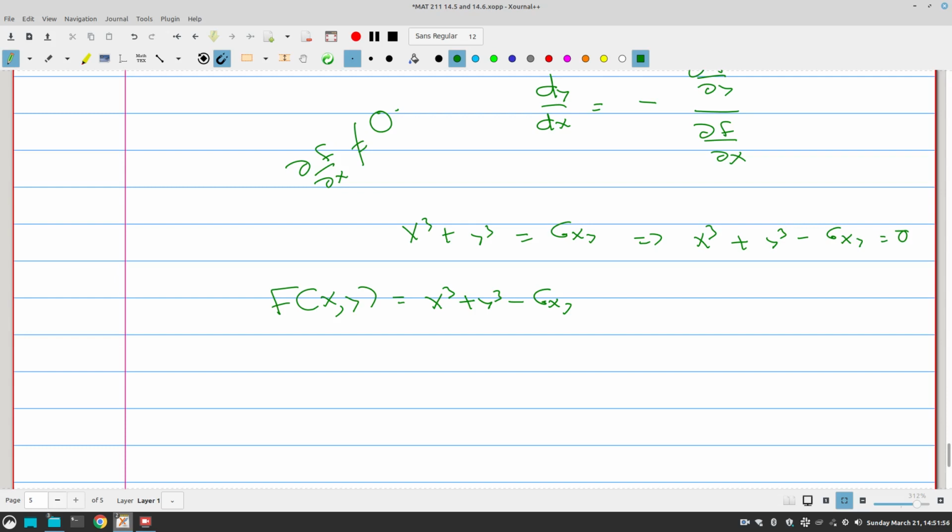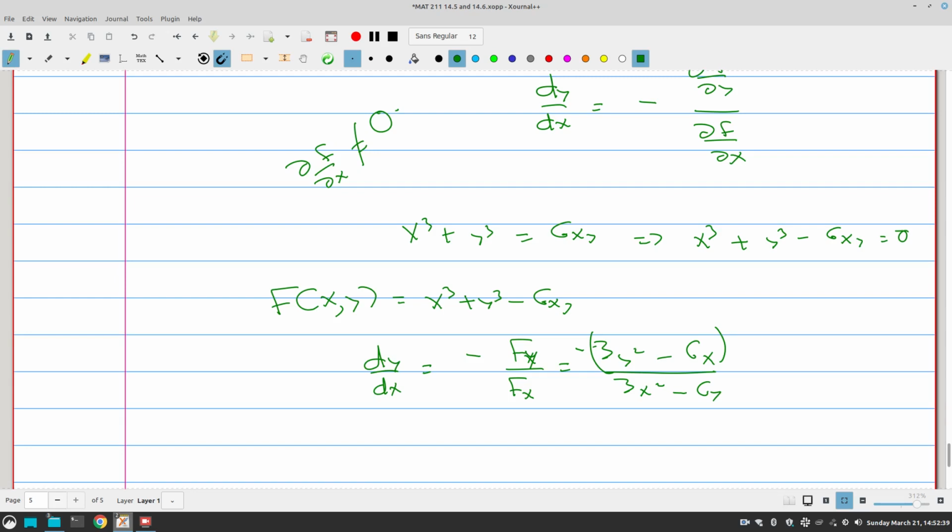Since it's very hard to make y the subject of the formula here, what I would do is find dy over dx equal to negative F sub x divided by capital F sub y, and of course F sub x is equal to 3x squared minus 6y. Of course, don't forget the minus sign, and F sub y is equal to 3y squared minus 6x. So that will be my dy over dx.